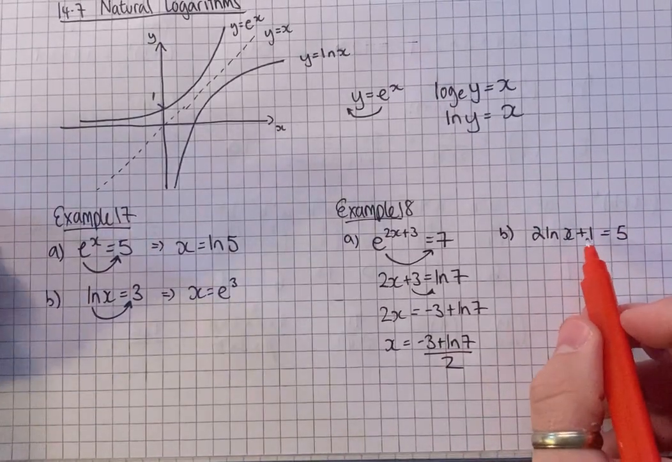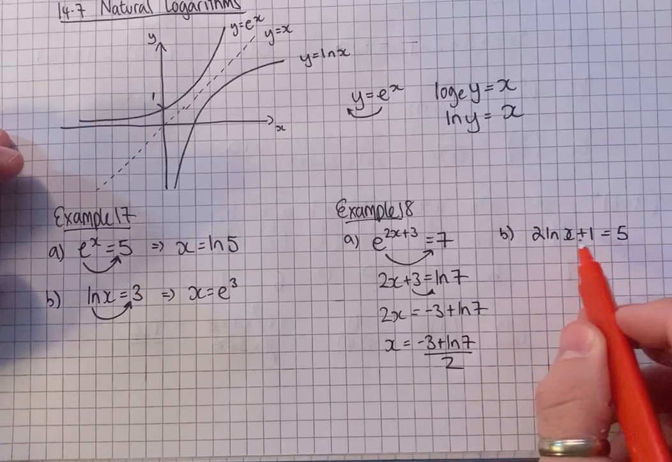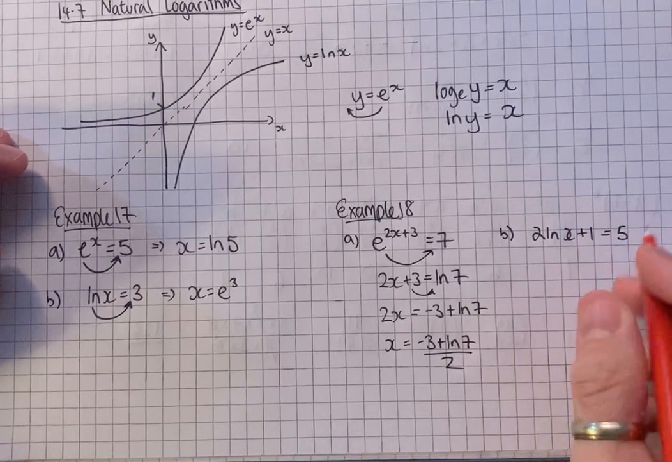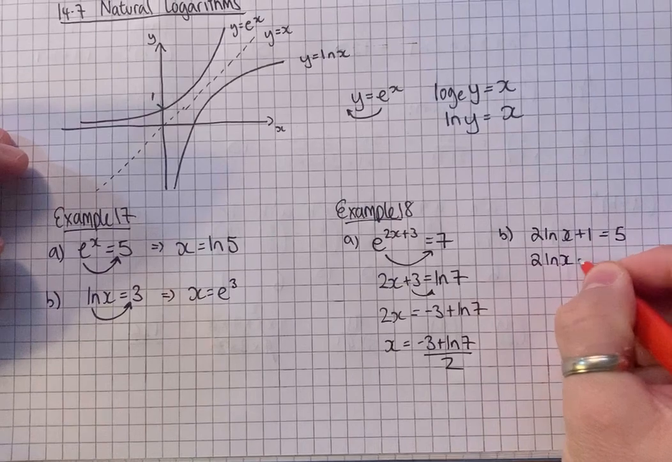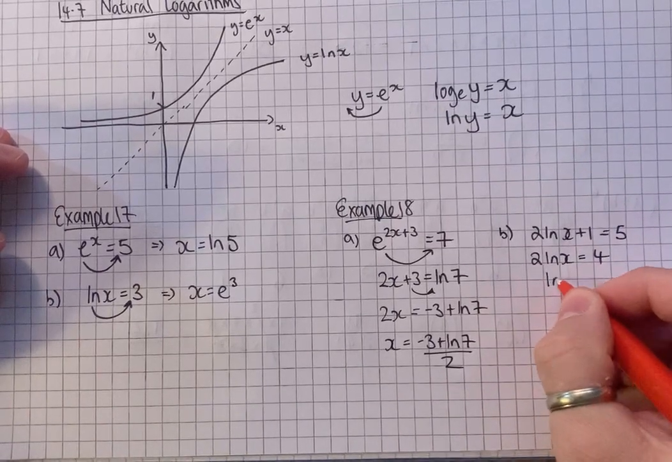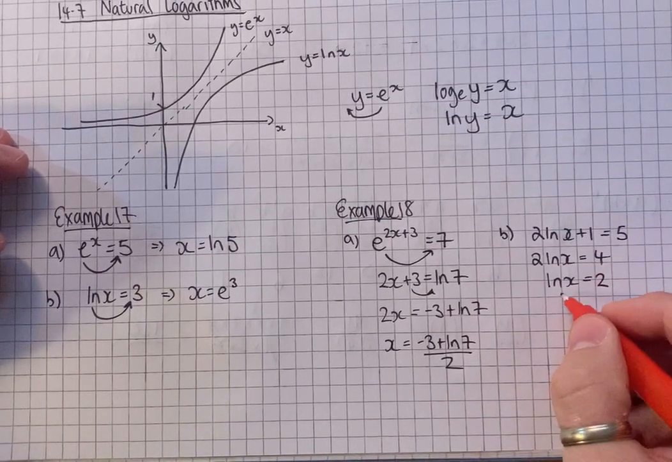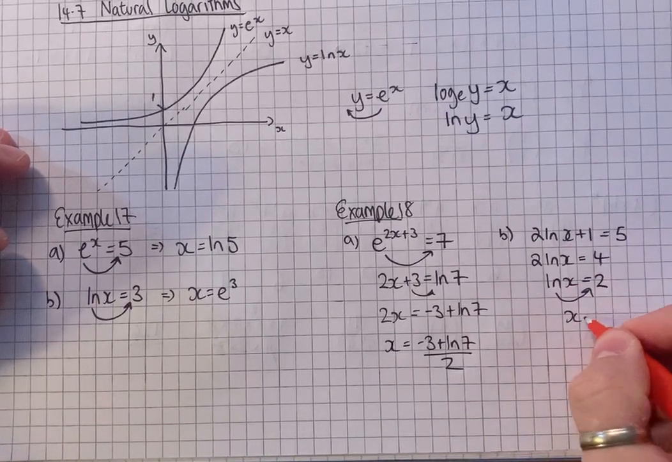Okay, so first thing to do, bring the plus 1 over, because you want to isolate the ln. Bring the plus 1 over, becomes minus 1. Divide both sides by 2. Then the ln moves over to become e.